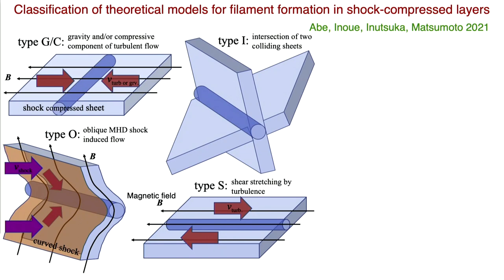Yes, thank you for your question. Regarding the filament formation modes that will form self-gravitating filaments and star-forming filaments, the difference between type C and type O is in the shock velocity. So actually, it's possible to disentangle these two types of filament formation from observations because they have characteristic velocity structures. Here I have a slide on this.